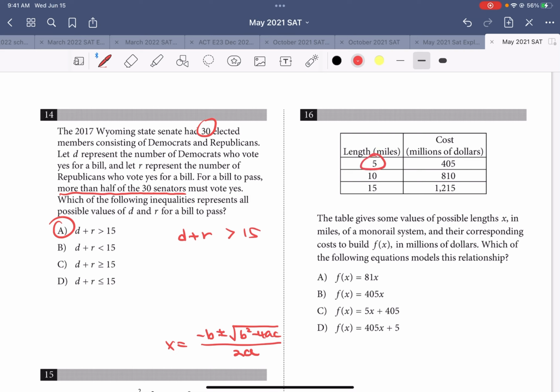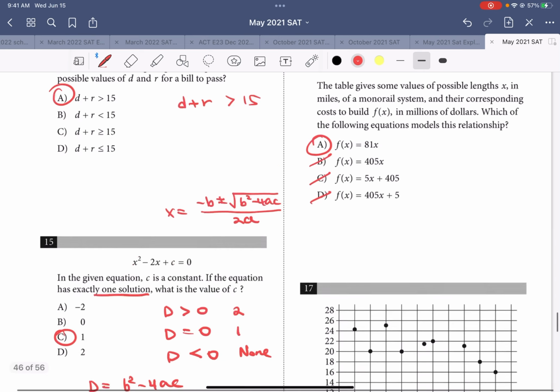When x is 5, you should get 405. Not this one, and not this one, and not this one, right? So only this one. 81 times 5 is 405. 10 times 81 is 810, things like that. Just plug it in.